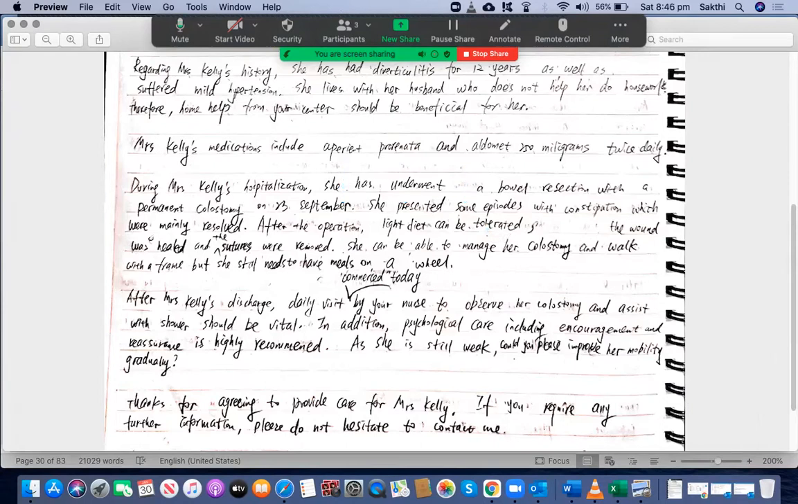All right, let's go to the next one. "Undergone a bowel resection with a permanent colostomy." Don't use "a" here. Before any condition, we should not use any article.